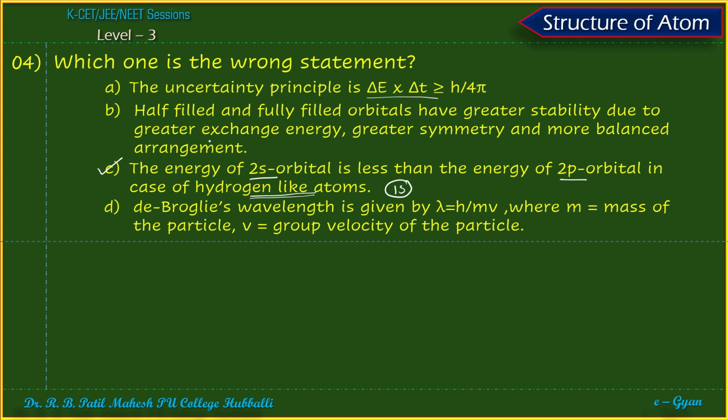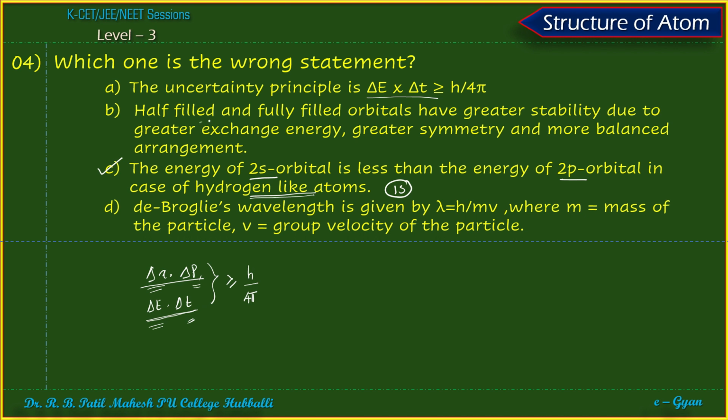Option A, you may confuse with the uncertainty principle. It can be applicable for position and momentum, and it can be applicable for energy and time. We cannot predict the exact position and exact momentum at a given time. We cannot predict the exact energy at a given time. If you go for one accurate value, the other will be imprecise or not accurate. So both can give the equation greater than or equal to h by 4 pi.